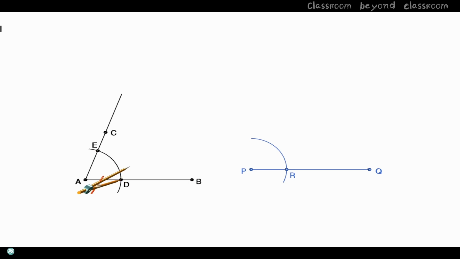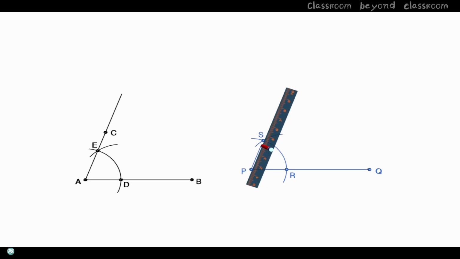Now we will draw another arc taking D as the center, and the radius is equal to the distance DE. With this radius, we will draw another arc. First, take the distance first. This radius we will take, and now with same radius, taking R as the center, we will draw another arc, and this arc cuts the second arc at a point. Suppose the point of intersection is S.